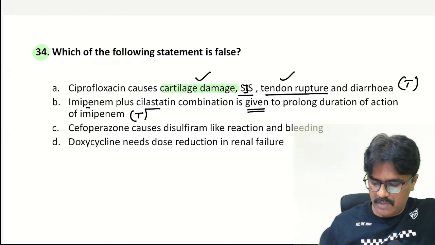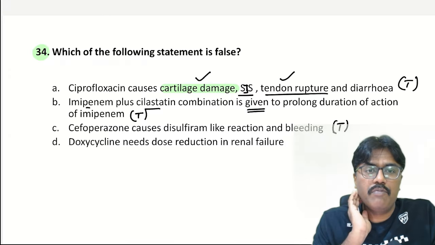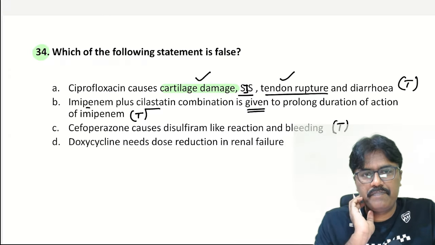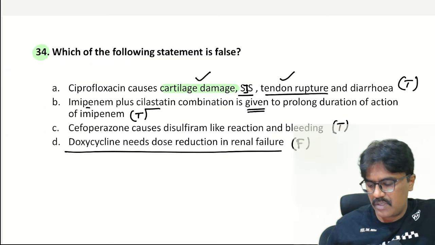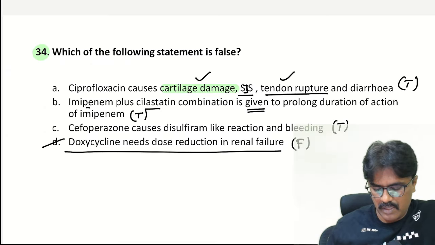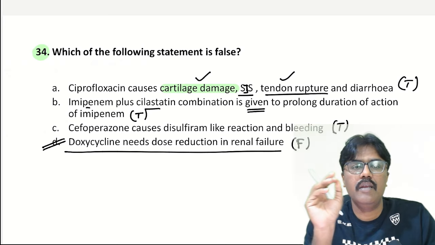Cefoperazone causes disulfiram reaction and bleeding. True. Just now I told you metronidazole can cause disulfiram-like reaction. Similarly, cefoperazone can also do that. Doxycycline needs dose reduction in renal failure. False. Doxycycline doesn't require any dose reduction in renal failure. So remember, option D is false. It doesn't require any dose reduction.